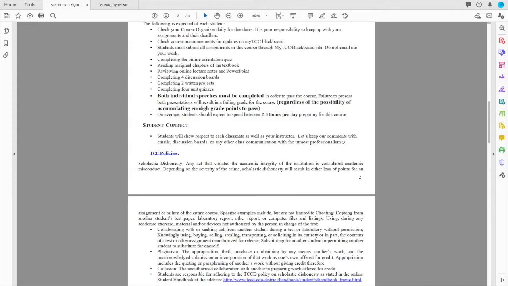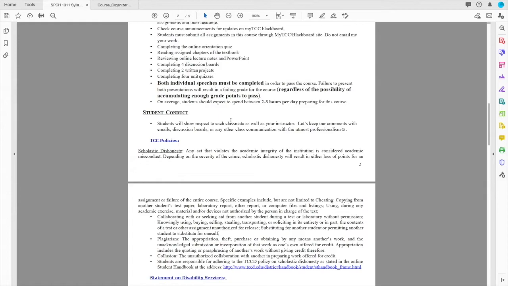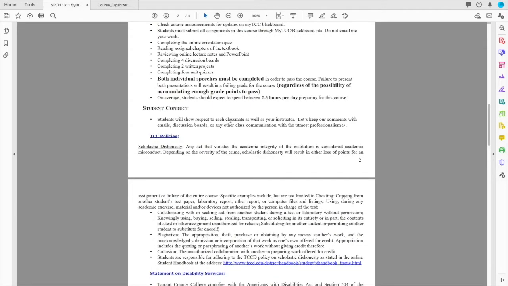Failure to present both presentations will result in a failing grade for the course, regardless of the possibility of accumulating enough grade points to pass. So remember this. On average, students should expect to spend between 2 to 3 hours per day preparing for this course.